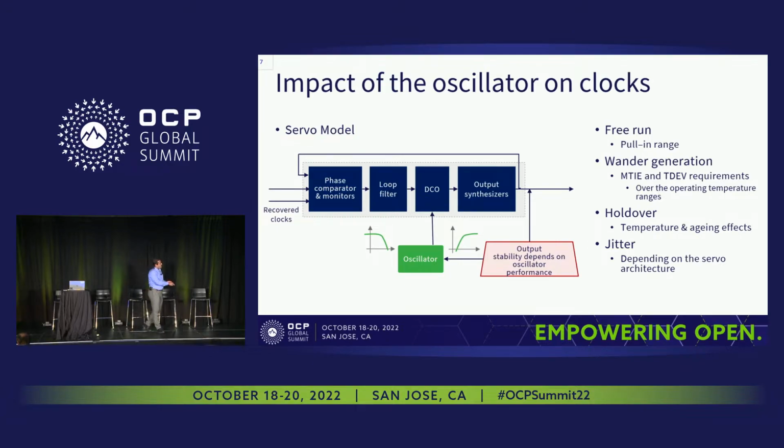And then holdover is the idea of losing the clock, but still the system being able to sustain a certain amount of accuracy. And finally, the jitter or the phase noise we talked about. So these are the impacts.